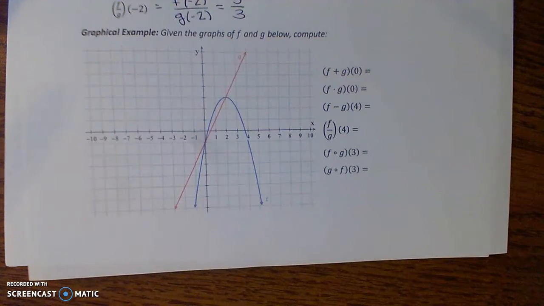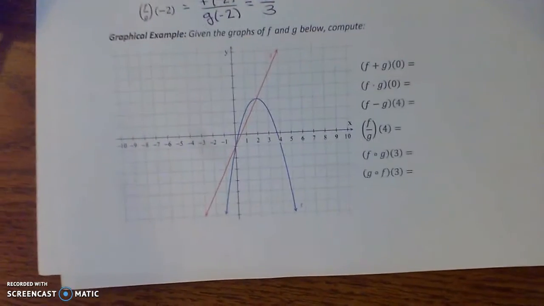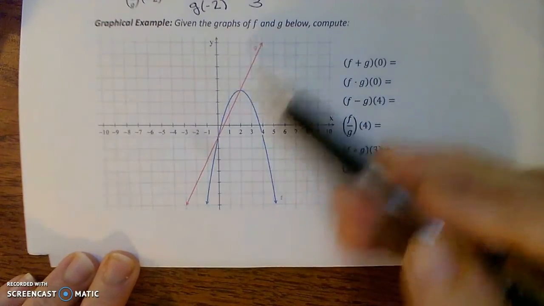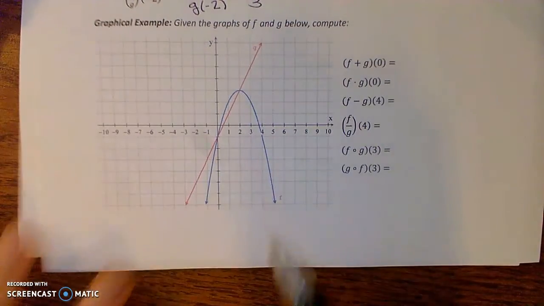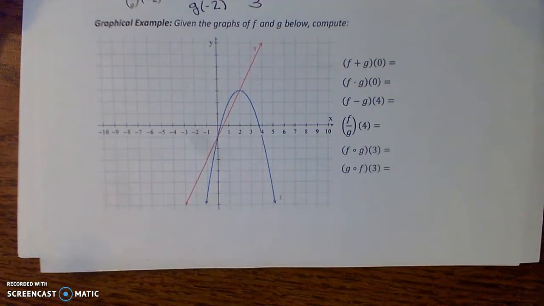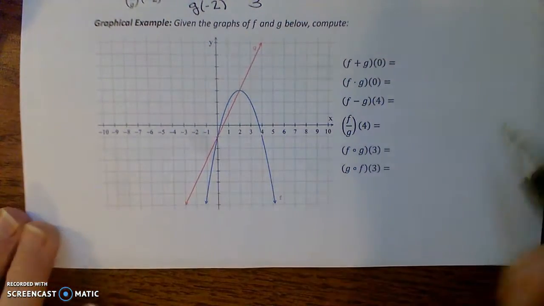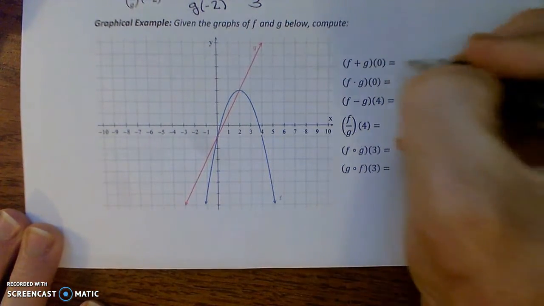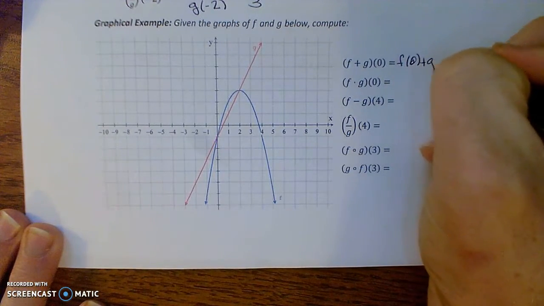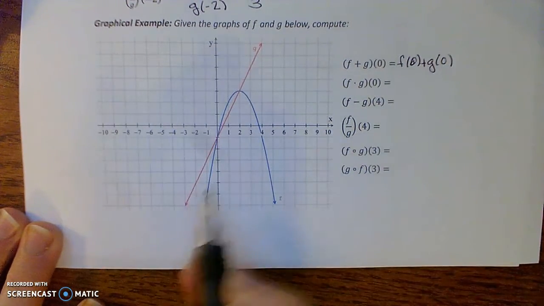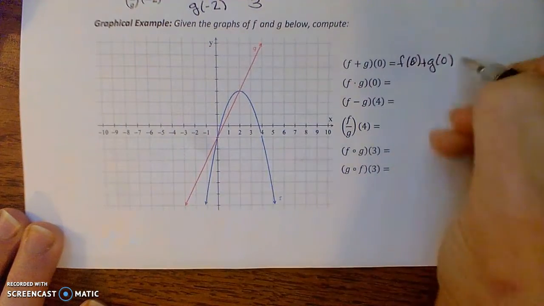In my opinion, the graphical examples require the most critical thinking. So in this example, I have the red graph here is the graph of the function g. The blue graph is the graph of the function f, and we're supposed to do some arithmetic. So let's do f plus g of 0. Again, that's going to be f of 0 plus g of 0. Now we have to use the graph to figure out what those values are.